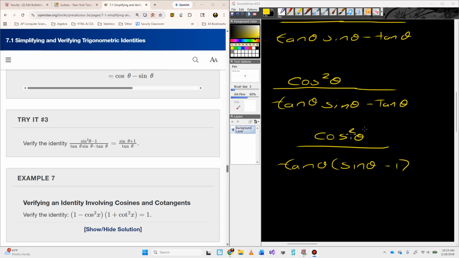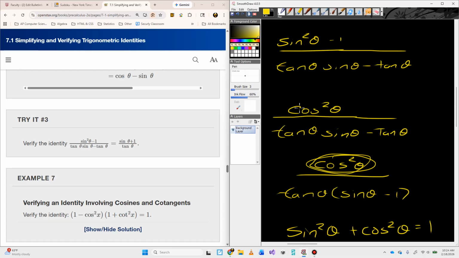Well, let me think about this. I need tan theta on the bottom, so that's working. Cosine squared theta, sine squared theta minus 1. I'm not liking this. Let me rewrite this. Sine squared theta plus cosine squared theta is equal to 1, so cosine squared theta is equal to 1 minus sine. Oh, I made a mistake. It's supposed to be 1 minus sine squared theta, so that is not the answer. Let me get an eraser and erase this.